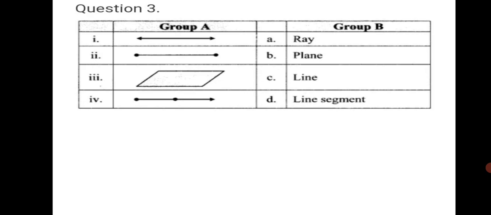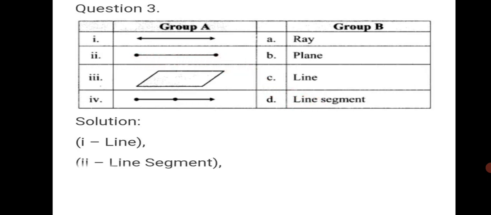We have to match with the names which are given in group B. So let's see the first figure. First figure is marked with 2 arrowheads at the end. That means it is a line. Correct. So the first answer is a line. Second figure. Here there are 2 endpoints. When there are 2 endpoints, it is a line segment. So second answer is a line segment.